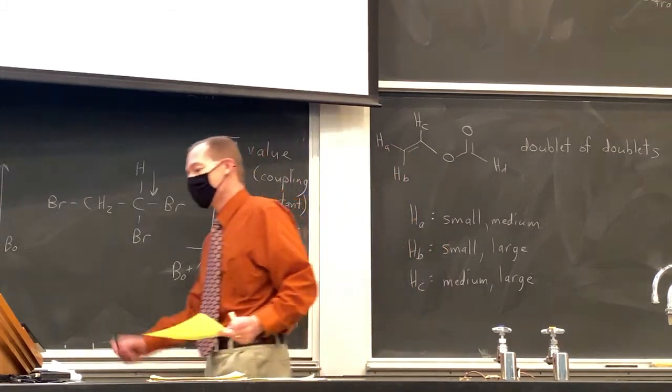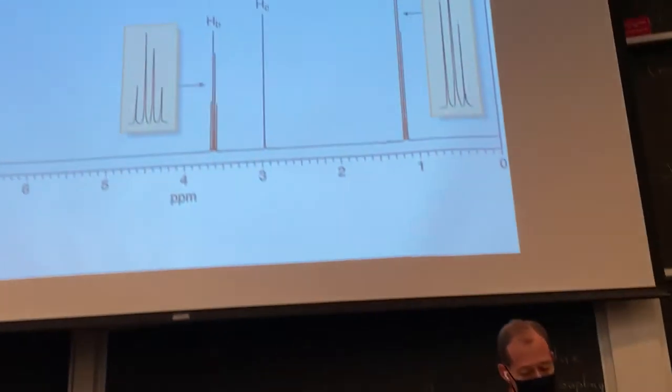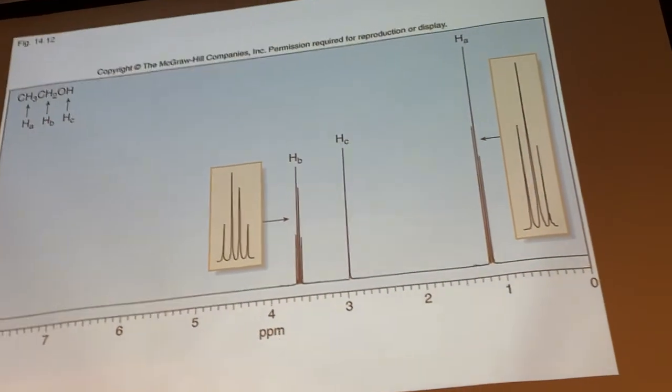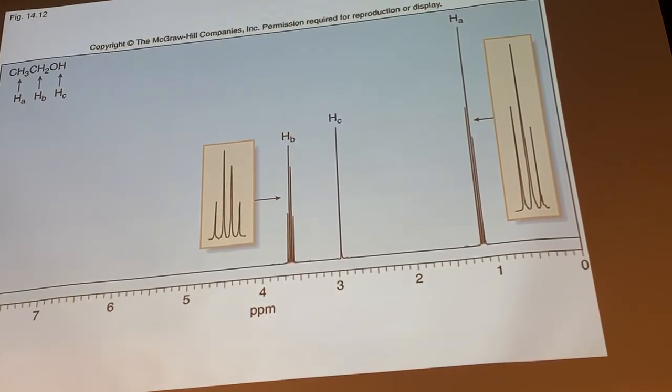All right, our next example is ethanol, molecule we've talked about before. And when we look at the spectrum of ethanol, we get a bit of a surprise. What we see is the OH signal is a singlet. We would expect the OH signal to be a triplet.